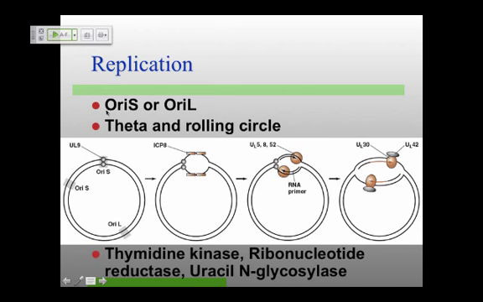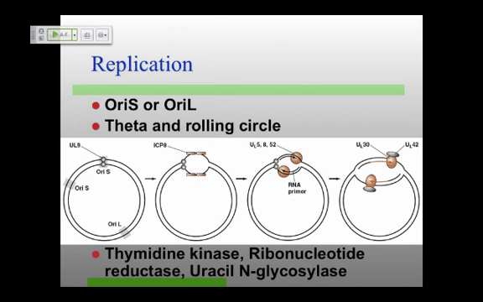So it doesn't really matter which of these origins it is. You start out doing this theta replication, which is going to start out at one origin, have bidirectional replication, goes around the genome. You have to resolve the concatamers once you get to the end. That's what happens in early replication.